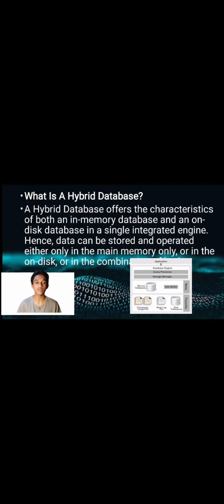A hybrid database offers the characteristics of both an in-memory database and an on-disk database in a single integrated engine. Hence, data can be stored and operated either only in the main memory or only on the disk or in the combination of both. A good hybrid database should be fully distributed and must possess high availability, reliability, and scalability.